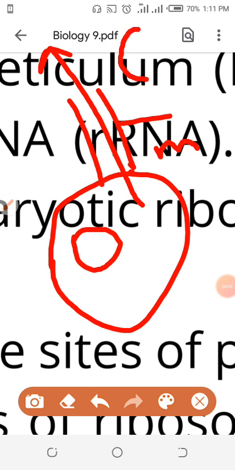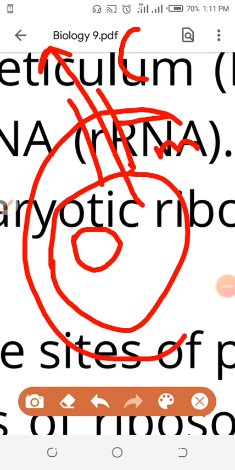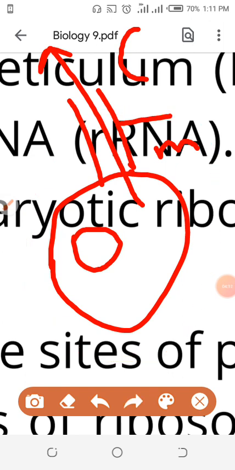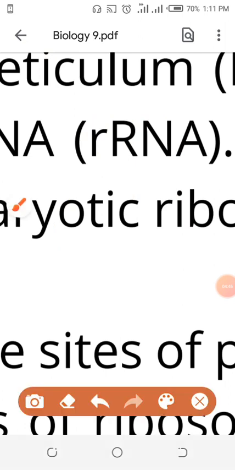The area surrounding the nucleus is the cytoplasm. And then what will happen? The ribosomal RNA, which will be formed by the nucleolus, will also come out, but it will not get the message from the DNA. The message from the DNA is taken only by messenger RNA. Ribosomal RNA will go out to the cytoplasm.